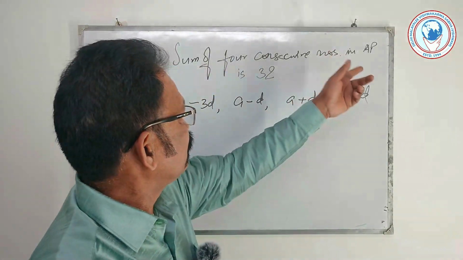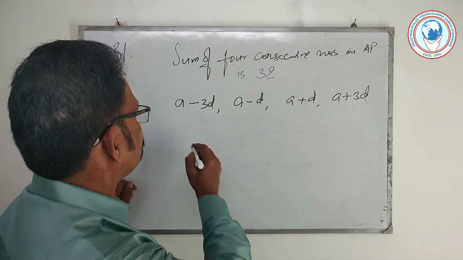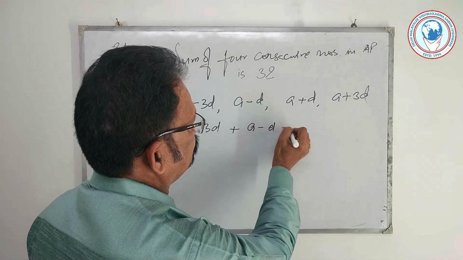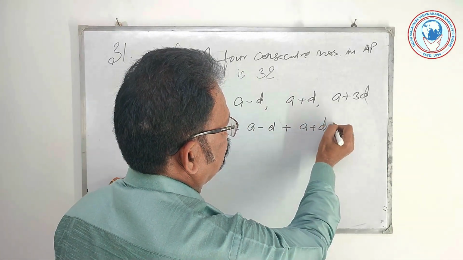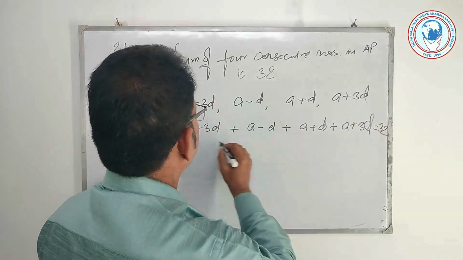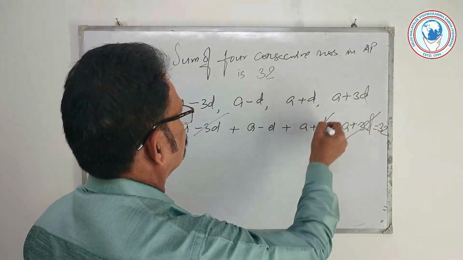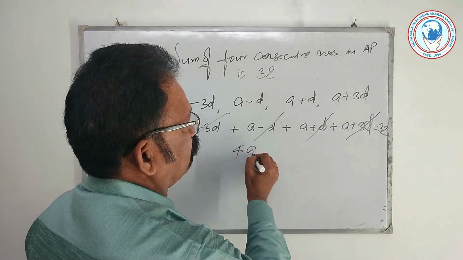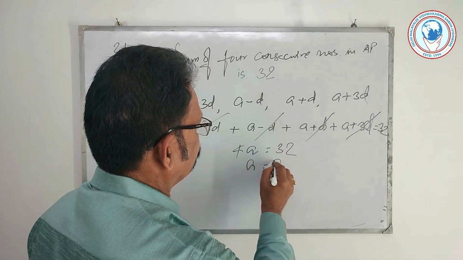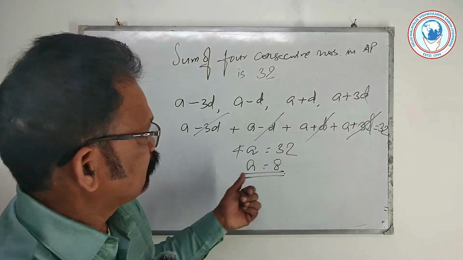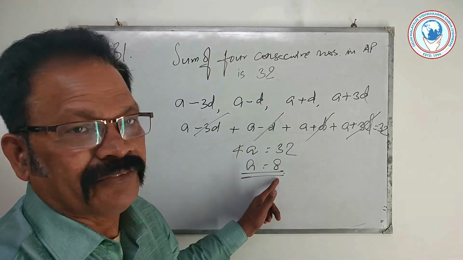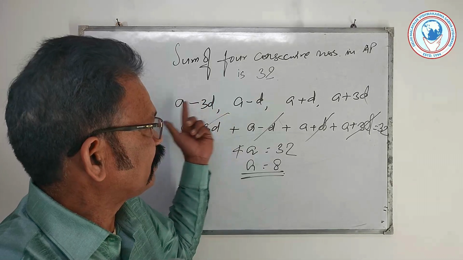Given that the sum of the numbers of this AP is equal to 32. So a minus 3d plus a minus d plus a plus d plus a plus 3d equals 32. It means 4a is equal to 32, or a is equal to 32 divided by 4, or 8. So one number, the value of a, is equal to 8. We find the value of d also, so we can find the numbers.